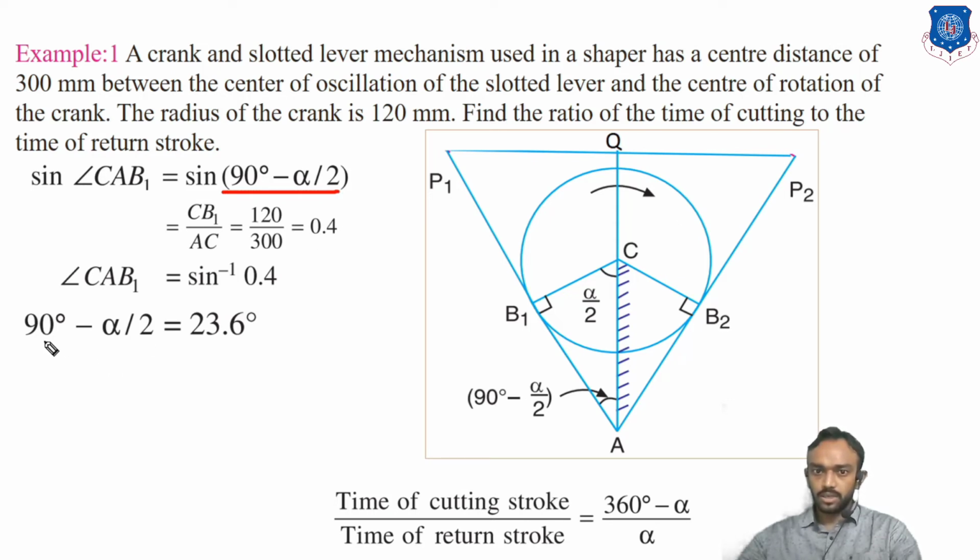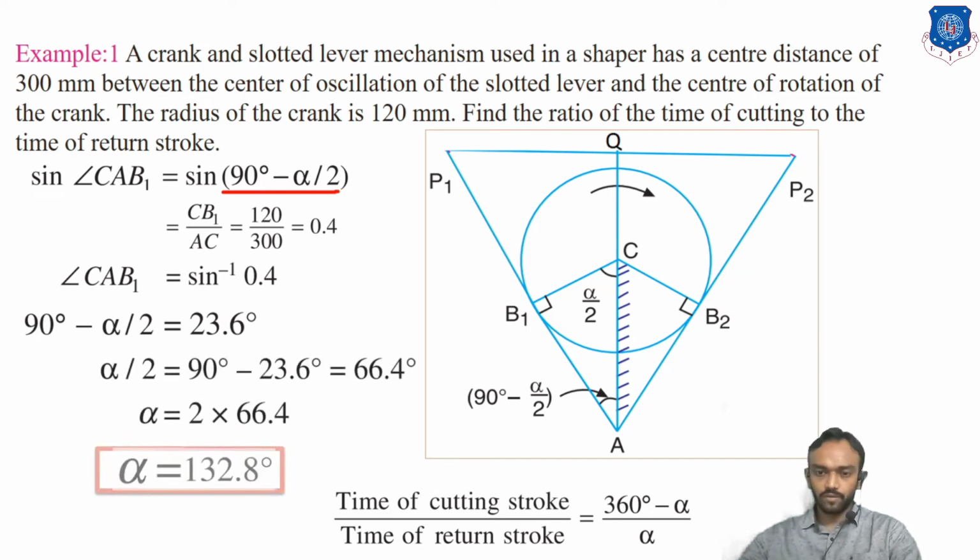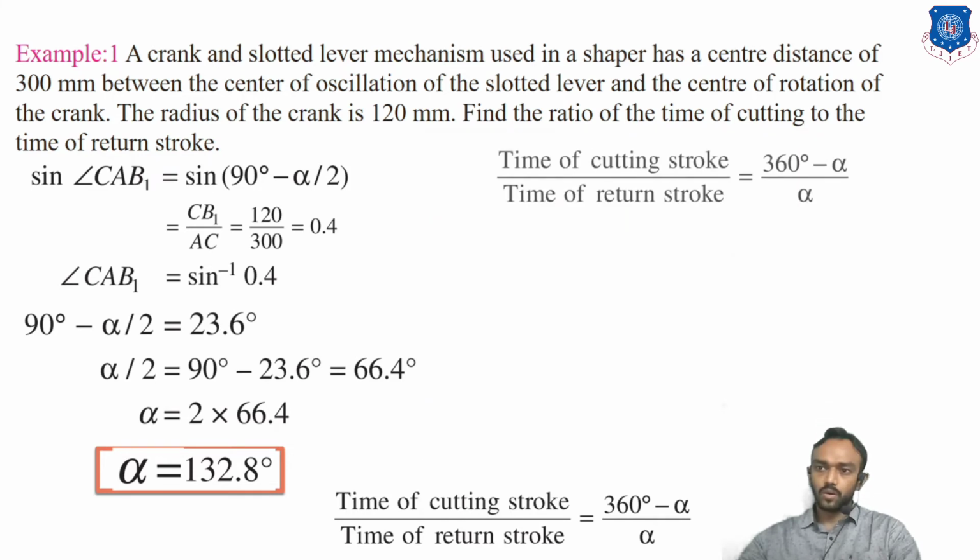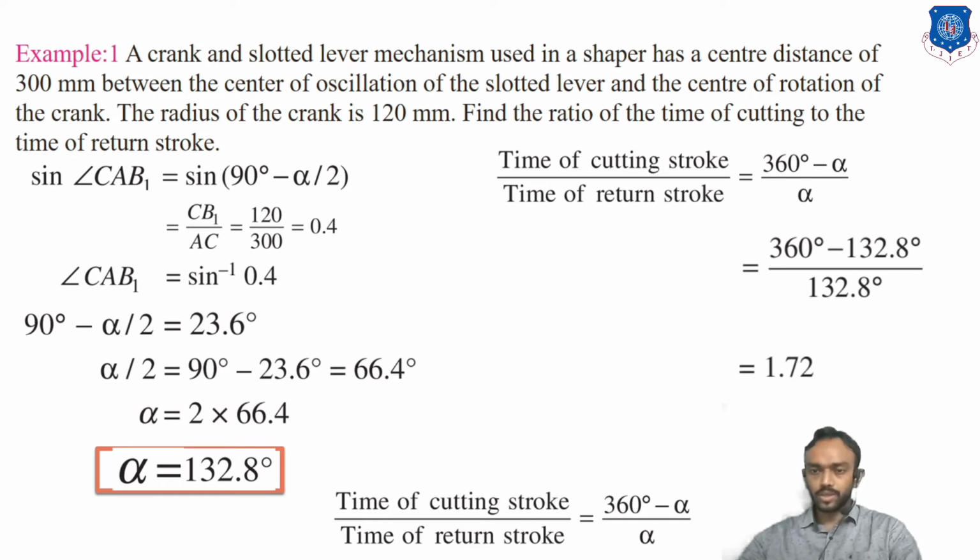So 90 will come to this side, and we find alpha, which is equal to 132.8. If you find alpha, this ratio can be found easily. Put this in the formula and you will get the answer, which is 1.72. This is the ratio of the time of the cutting stroke to the return stroke.